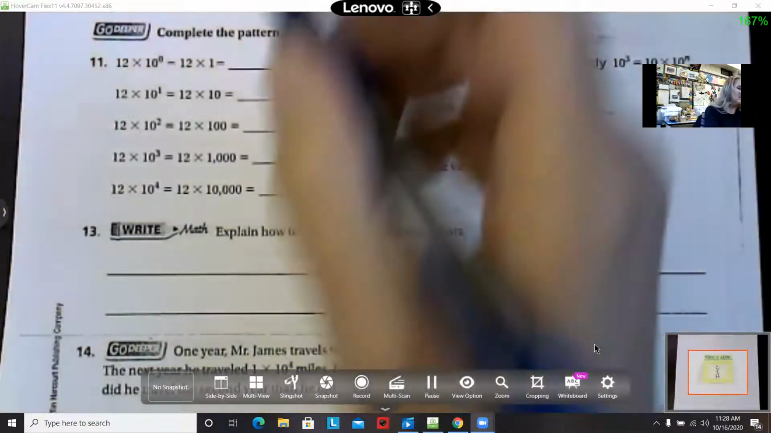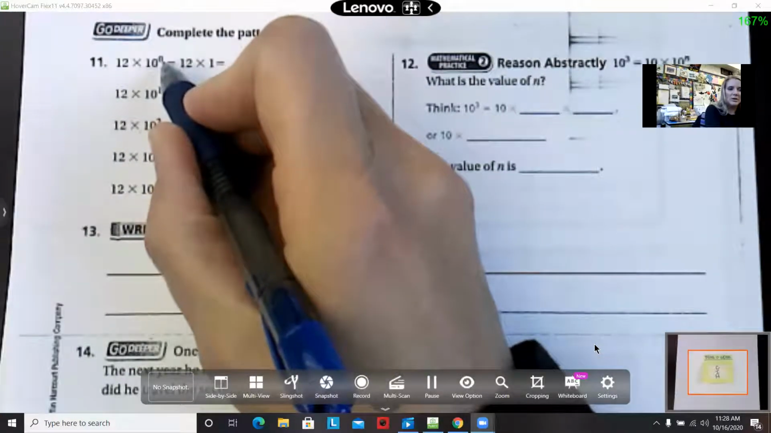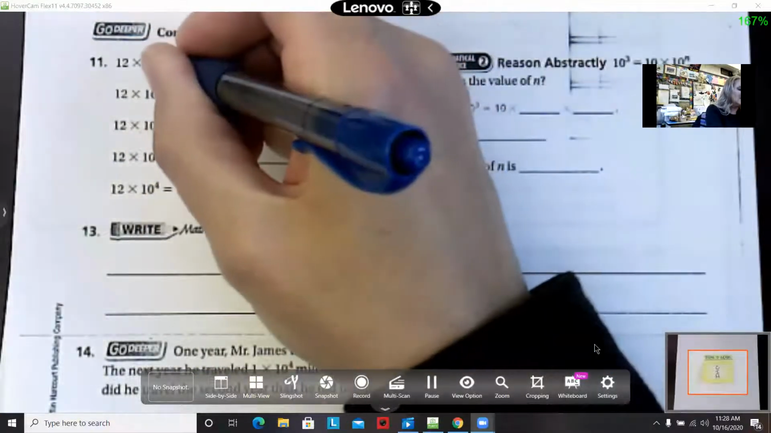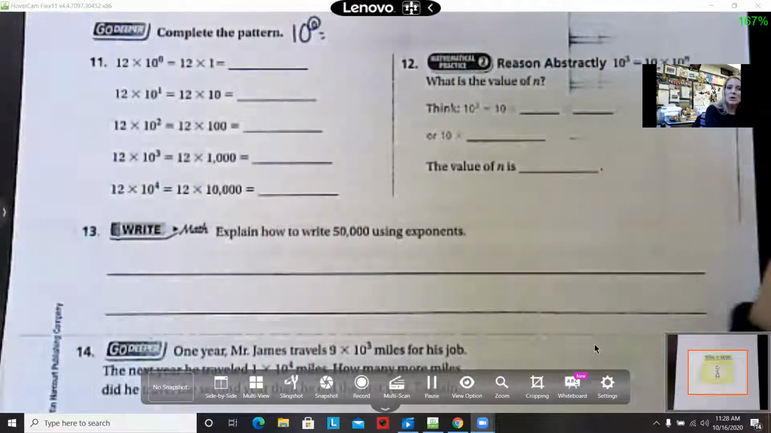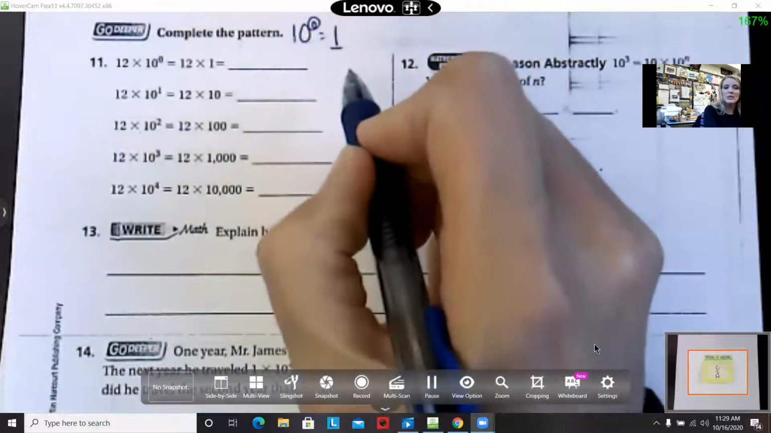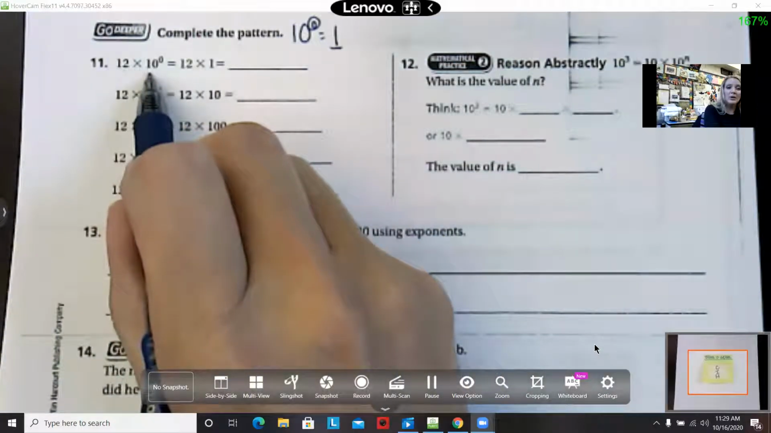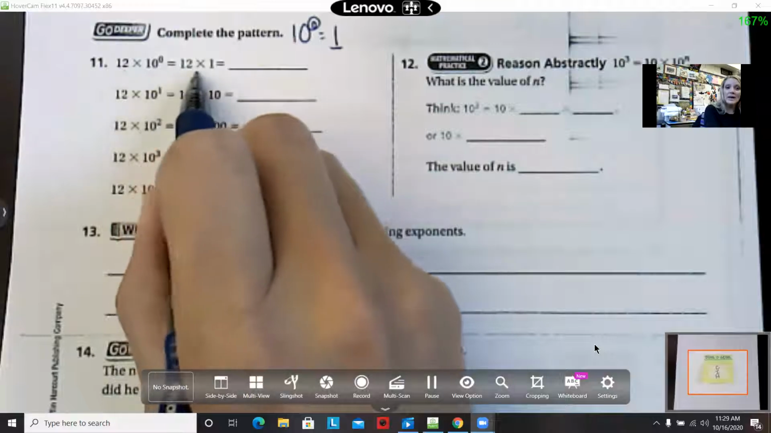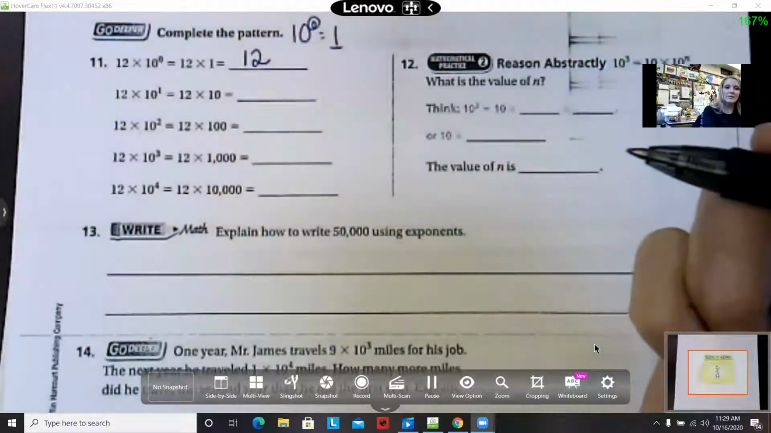All right. Now, this one's a tricky one, kiddos, because if I see 10 to the 0 power, that means there's going to be 0 zeros. So I'm going to write that up here. 10 to the 0 power means there's going to be 0 zeros attached to that number 1. So it's just the number 1 with 0 zeros. So 10 to the 0 power is just the number 1. So they have that here. 12 times 10 to the 0 power means 12 times 1. And what is 12 times 1? Of course, it's just 12.